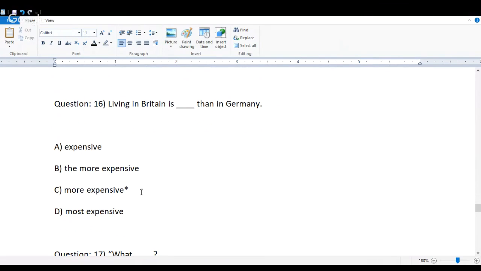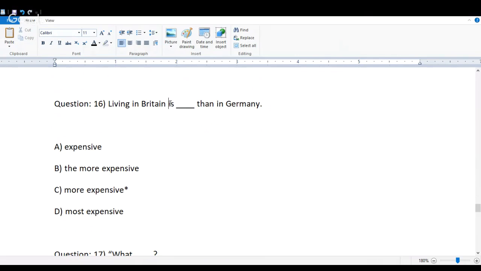So, living in Britain is more expensive than in Germany. Why is that the correct answer here? This is a comparison structure. Exactly. So first, the situation is living in. We're using living with the ing because living is the subject of the sentence. Then for the countries that we're comparing here, we have Britain and Germany, so those are two.